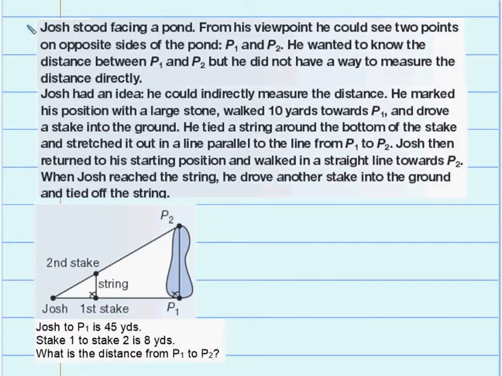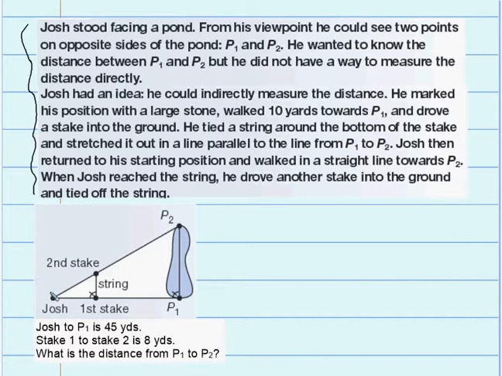Okay, now don't write all this. This is just for explanation of what's going on down here. You'll want to copy the diagram and then these questions or the information given. But here's what would happen. So Josh is standing facing the pond, and that's this blue odd shape here. And from his viewpoint, he could see 2 points on opposite sides of the pond. So he can see point 1 here and point 2 here. And he wants to know the distance between them, but he doesn't have a way to measure the distance directly.